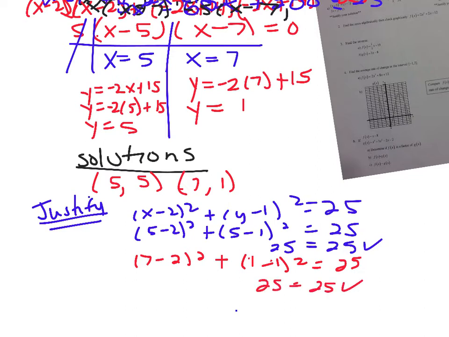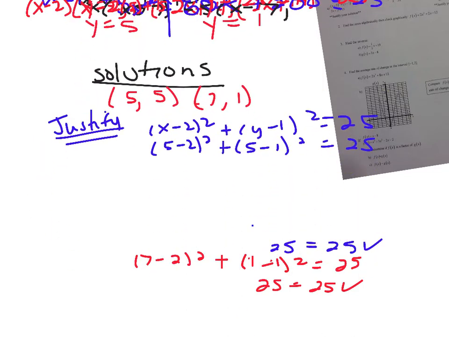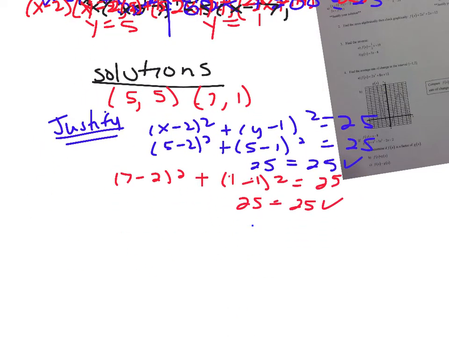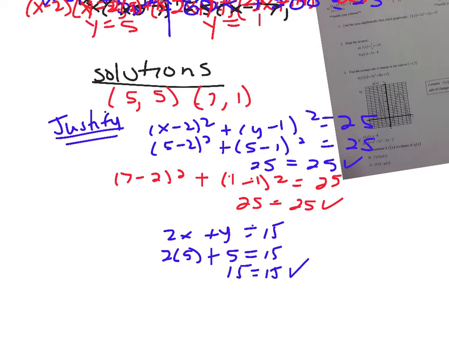All right, so we're not done. That was the circle that we justified. Now we have to justify the linear. So the linear is y equals negative 2x plus, oh sorry, not negative 2x. The original is 2x plus y equals 15. So it's 2 times 5, I'm plugging in (5, 5), plus 5 equals 15. 15 equals 15. That checks, and now you're going to try (7, 1). So it's 2 times 7 plus 1 equals 15. So 15 equals 15, and that checks. All right, let's take a look at number 2. 1B, sorry.